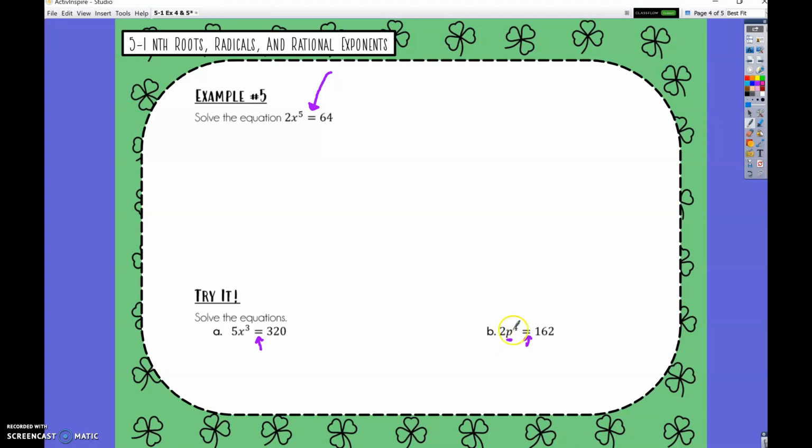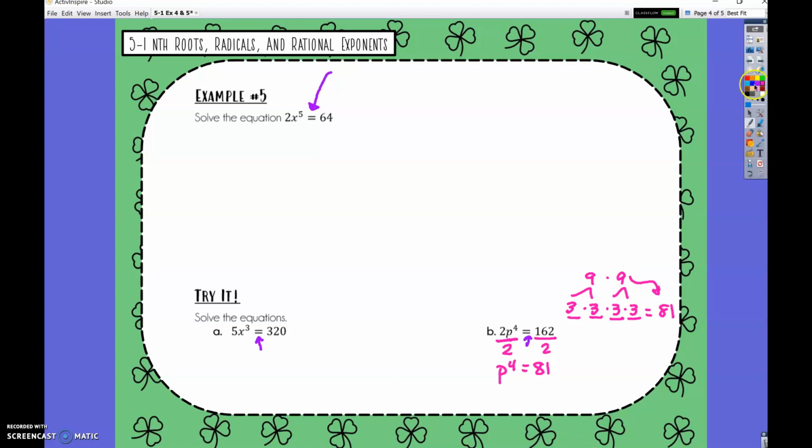If it's p to the fourth times 2, I'm going to divide by 2 to get just that p part left on the left side. 162 divided by 2 gives me 81. Now this is asking what number multiplied by itself 4 times makes 81. You may be able to guess that it is indeed 3. 3 times 3 is 9, and 3 times 3 is 9, and 9 times 9 makes 81.